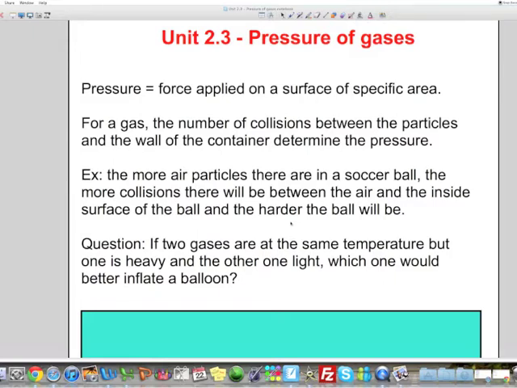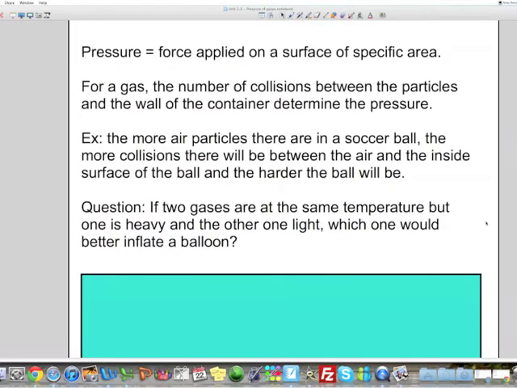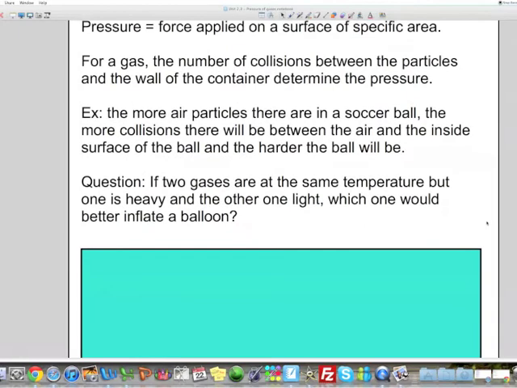So a question: if two gases are the same temperature, but one is heavy and the other one is light, which one would better inflate the balloon? Now, if you remember what I said in the last lesson, if they're at the same temperature, they basically have the same kinetic energy. So the only one thing that will change is the mass in this case. And that mass will influence the speed of the particles. So if one is heavy, it will travel at a slower rate, and if one is light, it'll travel faster. But in the end, they'll have the same amount of energy.